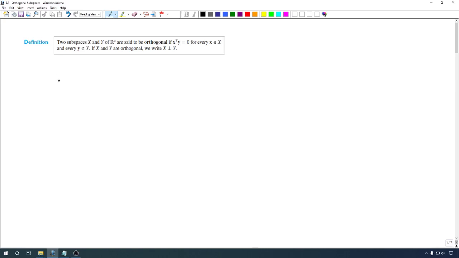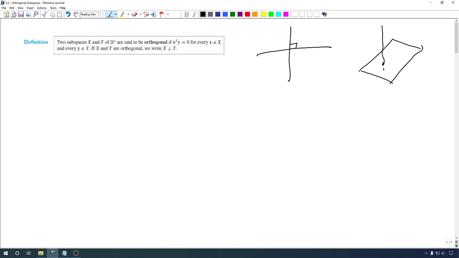Last section we discussed orthogonal or perpendicular vectors. Today we are going to apply this idea to entire subspaces of a vector space. Think of this in the same way that you would think of two lines being perpendicular. So we have two perpendicular lines here. Or we can talk about a plane and a line that's perpendicular to it.